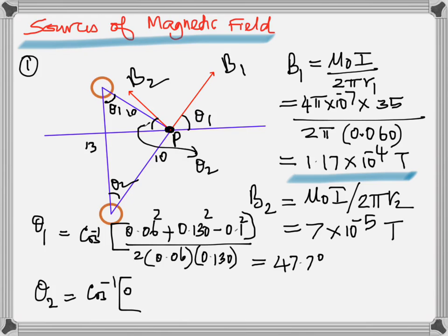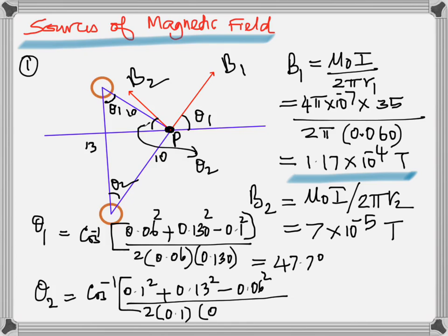Theta 2 is cos inverse of the same process. Because this time you take 0.1 squared plus 0.13 squared minus 0.06 squared, isn't it? Divided by 2 times 0.13 times 0.10. That gives you 26.3 degrees. So you got your theta 1, you got your theta 2.